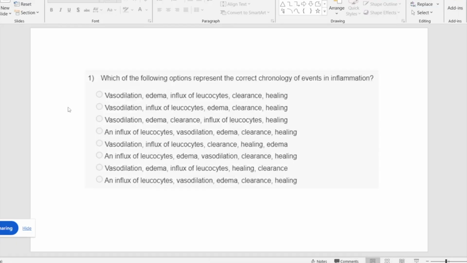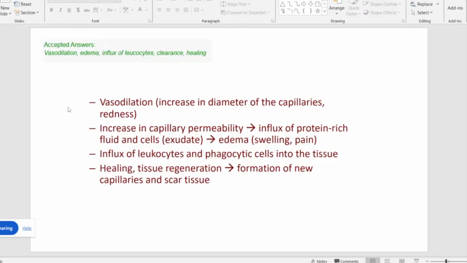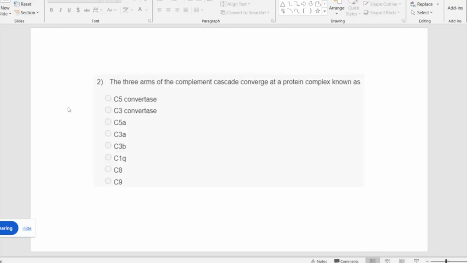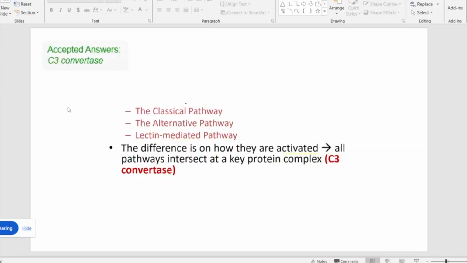Which of the following options represent the correct chronology of events in inflammation? And the answer would be option 1, vasodilation, which is followed by edema and then influx of leukocytes, clearance, and then healing. Second question was the three arms of the complement cascade converge at a protein complex known as. Correct answer would be option 2, C3 convertase.